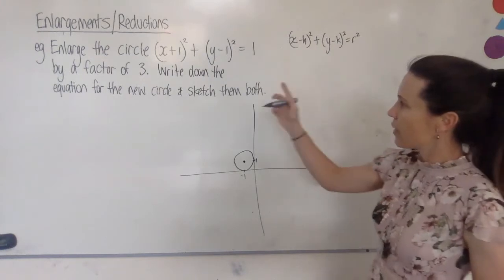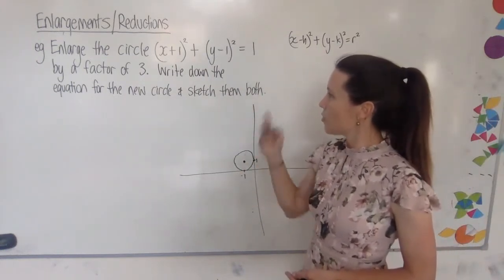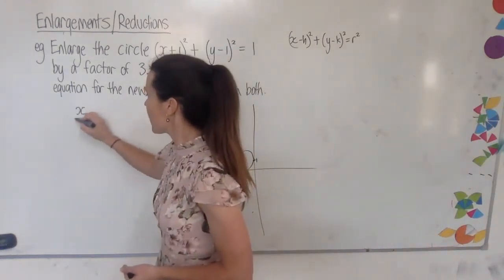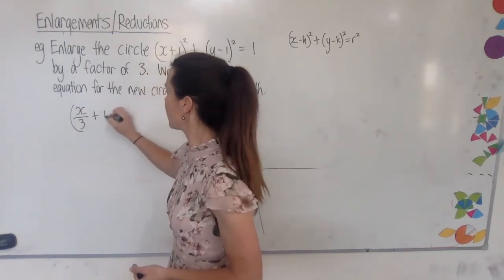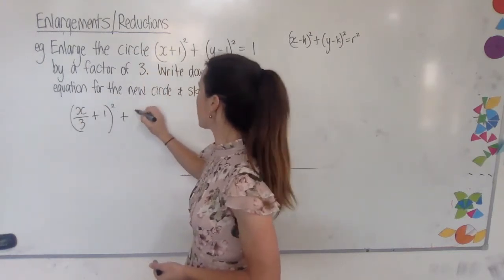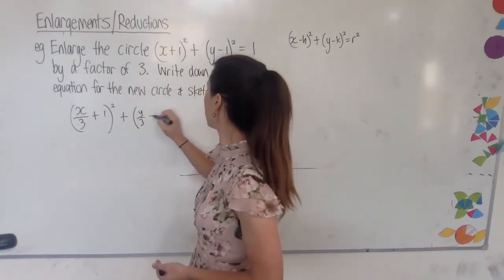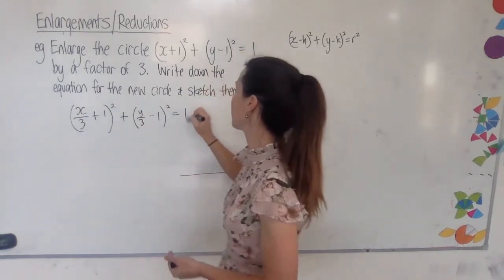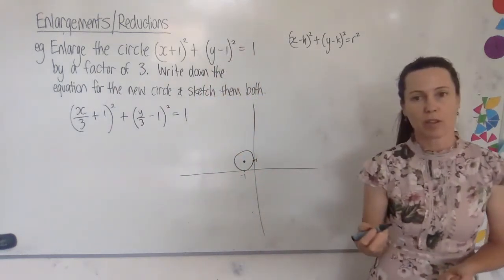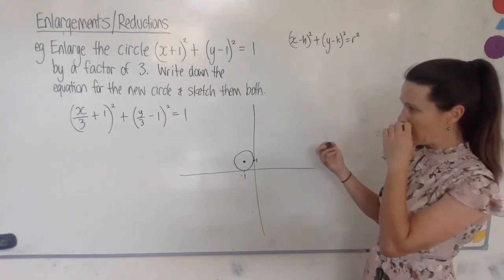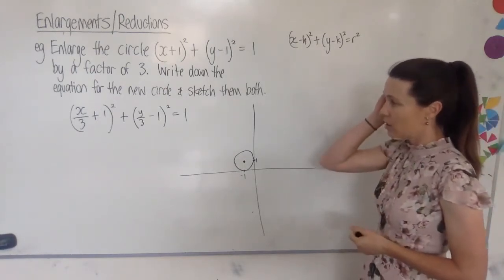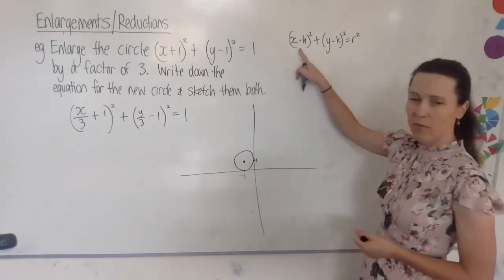Now, enlarging by a factor of 3, write down the equation for the new circle. Well, we're going to replace x with x over 3. And we're going to replace y with y over 3. So that's quite easy to do, isn't it? And there I've got the equation for the new circle. Done. So all I really need to do here is to sketch it. Now it's not quite in this form though, is it?